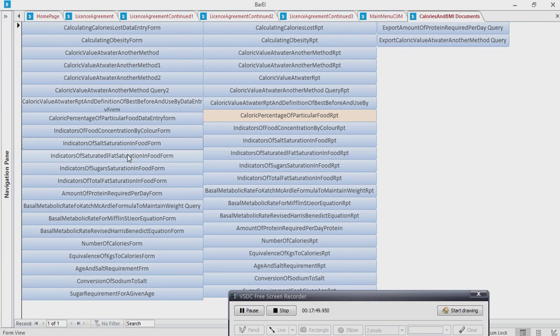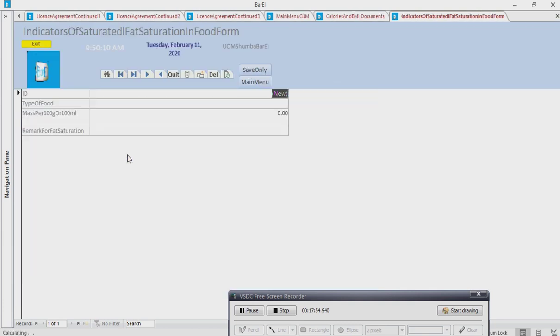Indicators of saturation in fats. If it is 0.1, it means it's free, it's not saturated. If it's 4, it means it's normal. If it's 7, it means it's high.